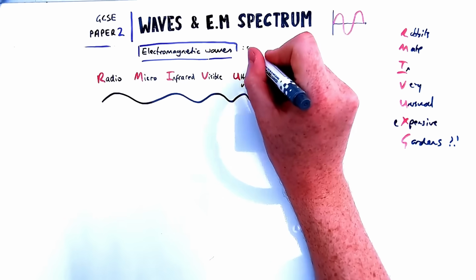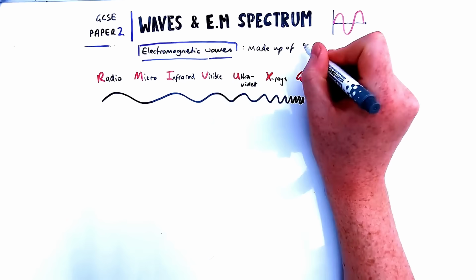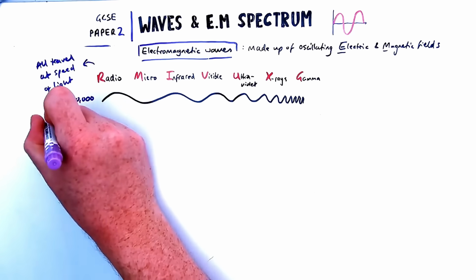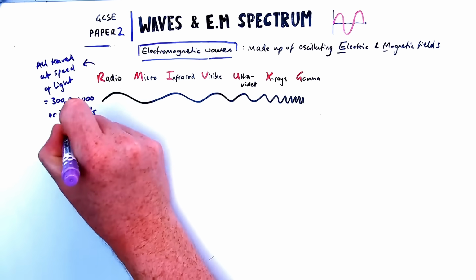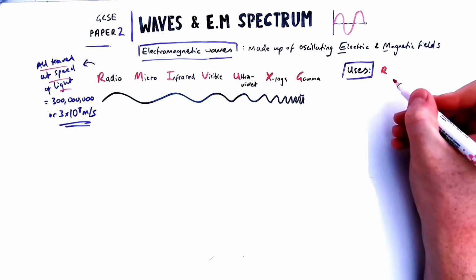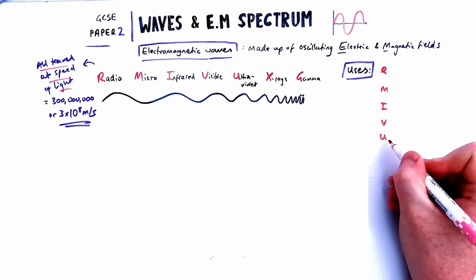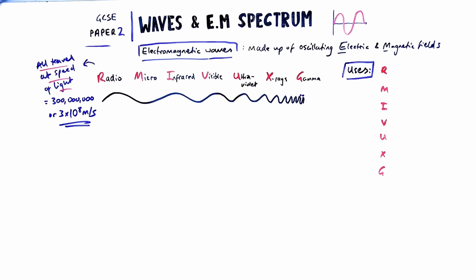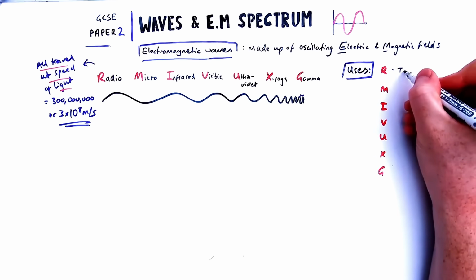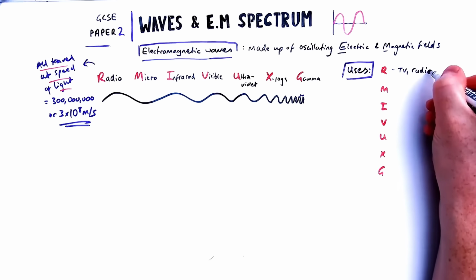Now, electromagnetic waves are made up of oscillating electric and magnetic fields. They all travel at the speed of light, or visible light, which is 300 million meters per second, or 3 times 10 to the power 8 meters per second. Obviously very, very fast.